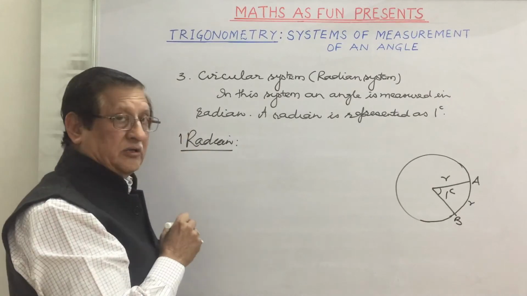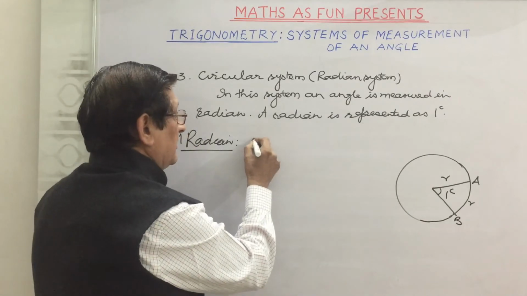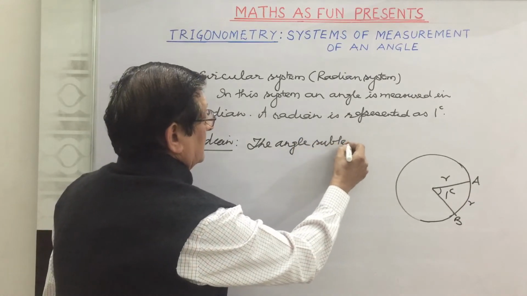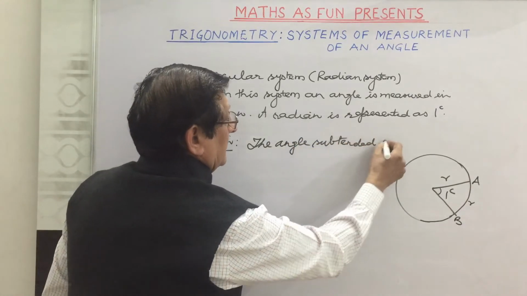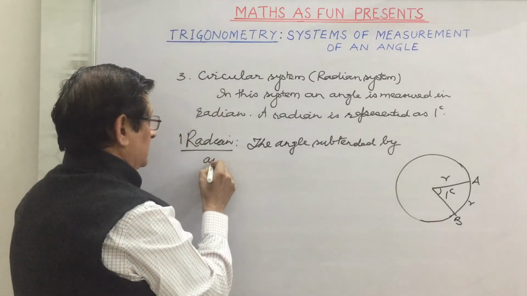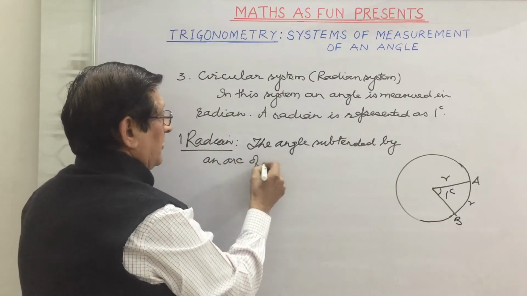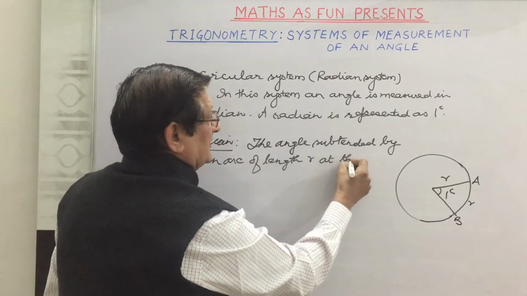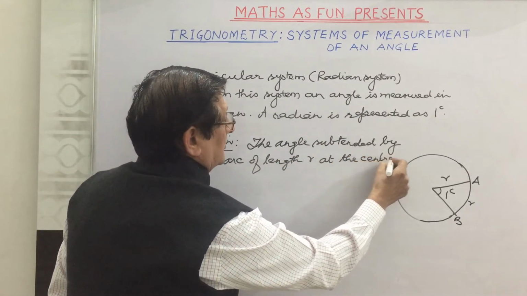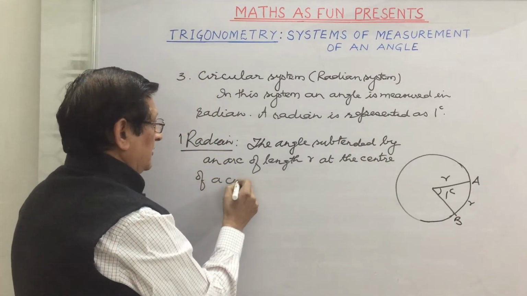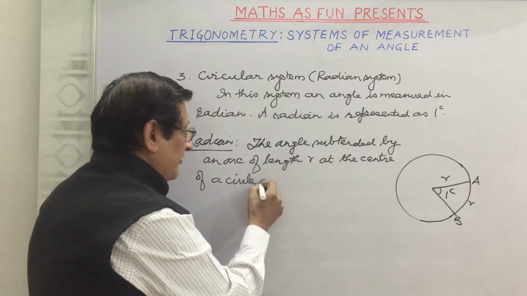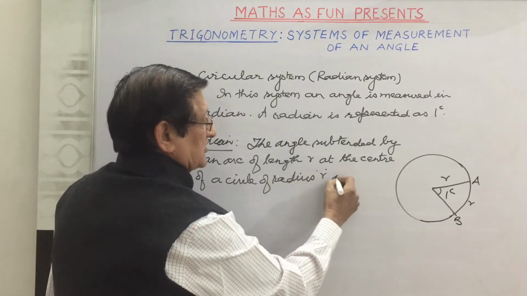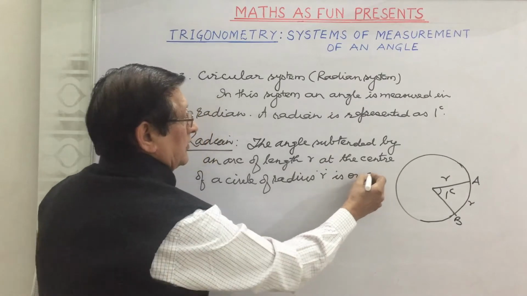So what we can say about 1 radian? We can say the angle subtended by an arc of length r at the center of a circle of radius r is 1 radian.